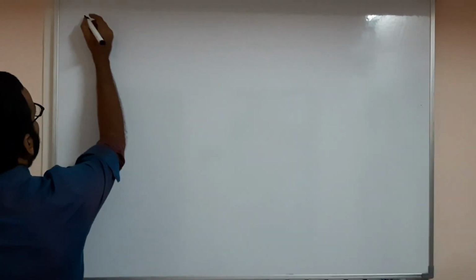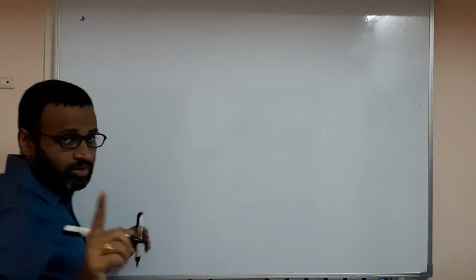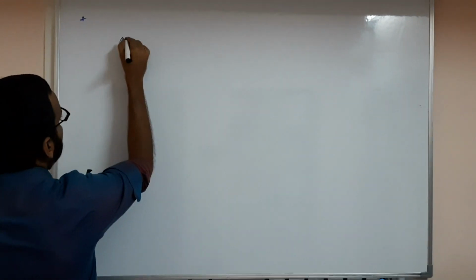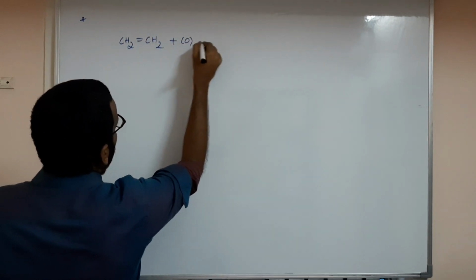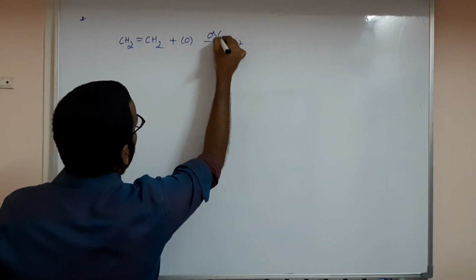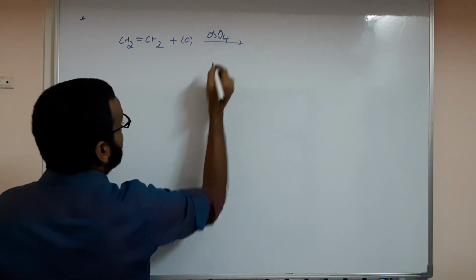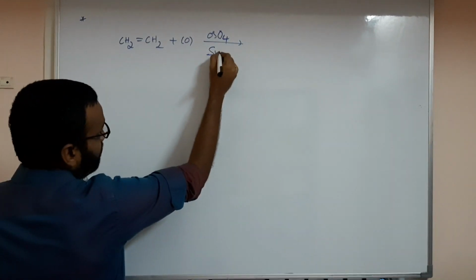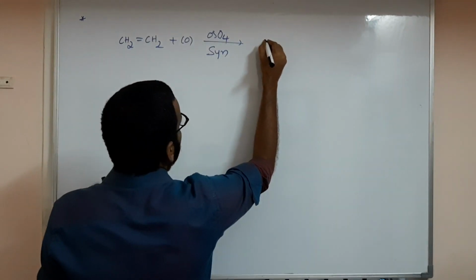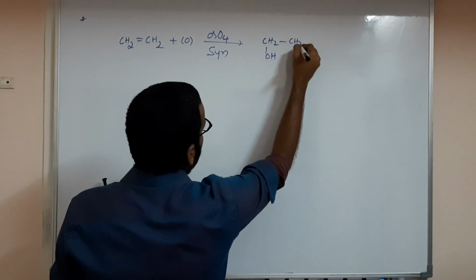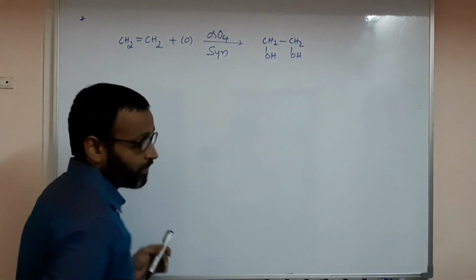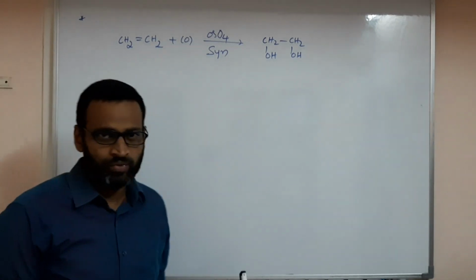I forgot to tell you one more thing. CH2=CH2 in presence of OsO4, osmium tetroxide, with syn addition, remember this one, you will get CH2OH-CH2OH. This is also one of the preparations when you are using OsO4.